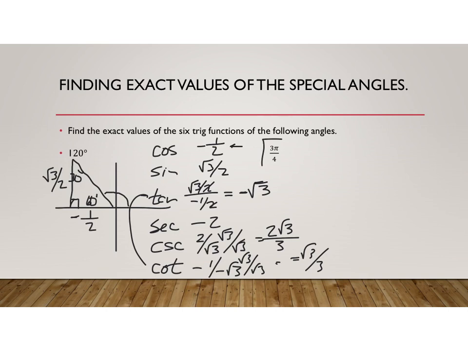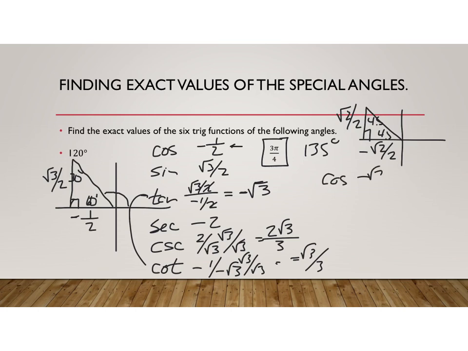3 pi over 4, this is an angle in radians. That's about 135 degrees, or exactly that. That angle would be about right there. Drop down to the x-axis, it's going to be a 45, 45, 90. Both my x and my y will be root 2 over 2. The x will be negative again. So therefore cosine would be negative root 2 over 2. Sine would be positive root 2 over 2. Tangent y over x would be negative 1.